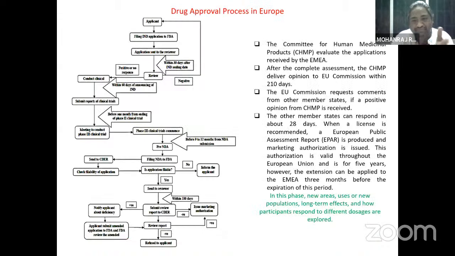And the one difference, if at all, is the number of days of the trial in comparison to US FDA, where 210 days initially of the NDA for the approval will be taken care of by the CHMP in terms of European countries.